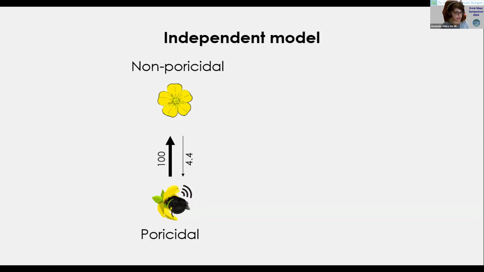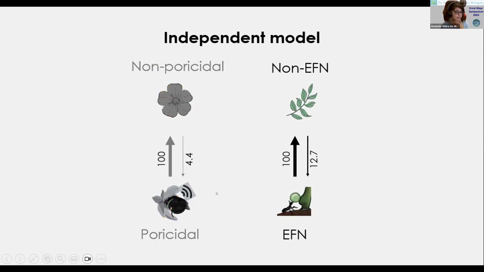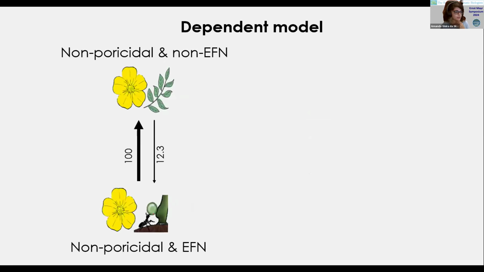And as I said, I tested this correlation between bee pollination and extrafloral nectaries using Markov k-state models. So we tested an independent model against a dependent model. The independent model was the evolution of non-poricidal to poricidal and extrafloral nectaries from non-extrafloral nectaries. And the model that was favored was the dependent model. So there is a correlated evolution between these two traits.